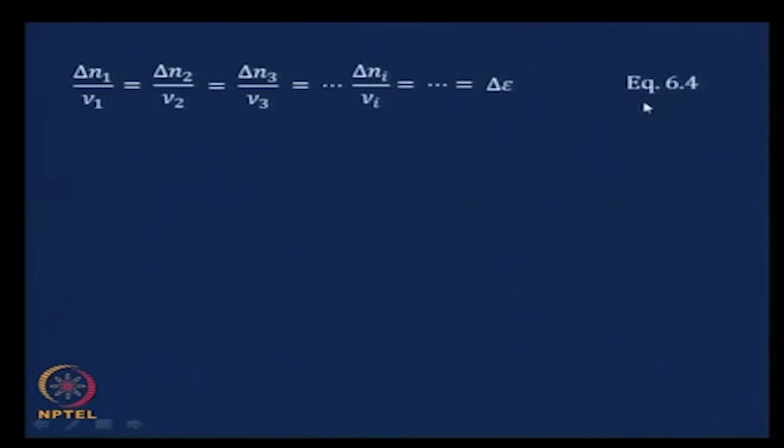This particular aspect can be represented as the change in number of moles of 1, delta N1, divided by the stoichiometric coefficient nu1, equals the change in the number of moles of 2 divided by the stoichiometric coefficient nu2, equals the change in the number of moles N3 divided by the stoichiometric coefficient nu3, and so on, equals delta Ni divided by nu i, and let us say that equals something called delta epsilon. We will call this equation 6.4.